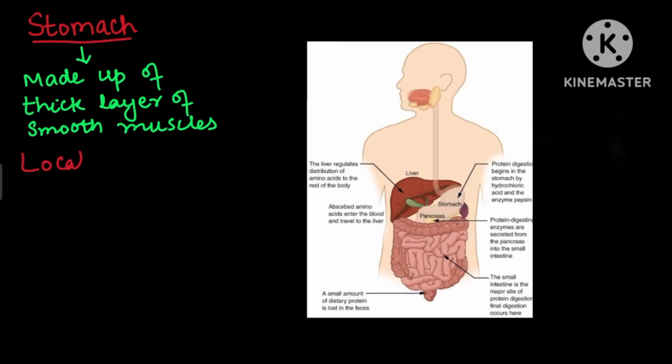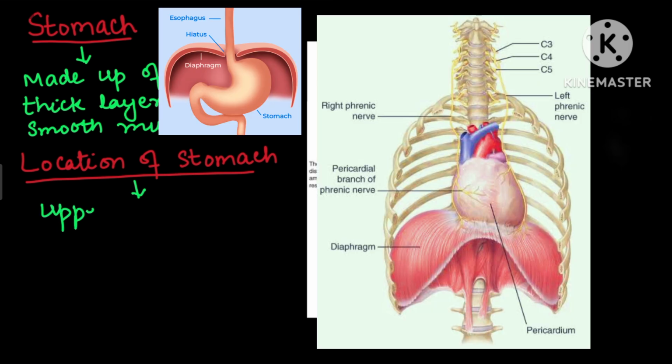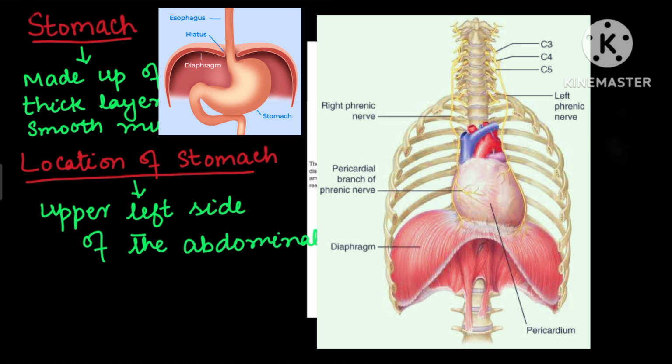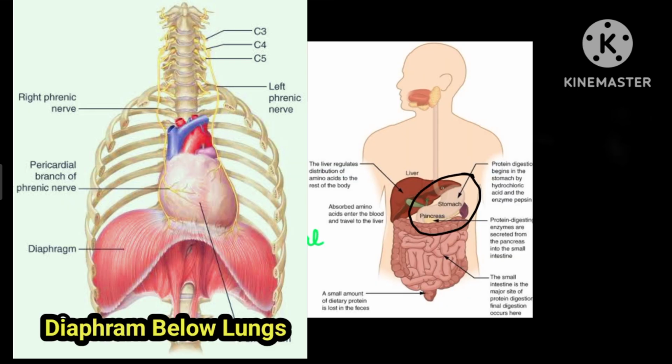Location of stomach in the body. Stomach is located in the upper left side of the abdominal cavity below diaphragm. What is diaphragm? The diaphragm is a large dome-shaped muscular sheet located below your lungs that separates the chest cavity from the abdominal cavity. It is the main muscle used for breathing.